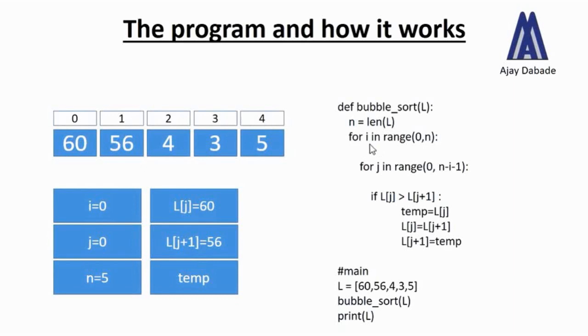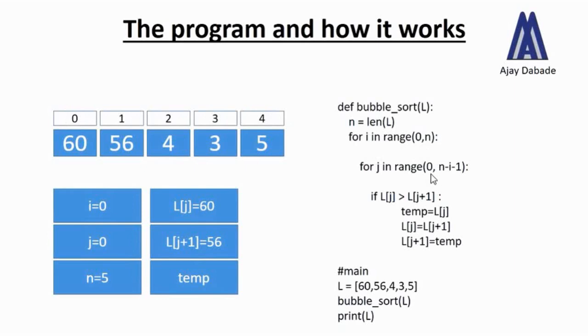The outermost loop is the i loop. So for i in range(0, n). Now the range function will return a list from 0 to 4. Now the value of n is 5, so it will go till 1 less, that is 4. So the i loop will run from 0 to 4. This is what we want.